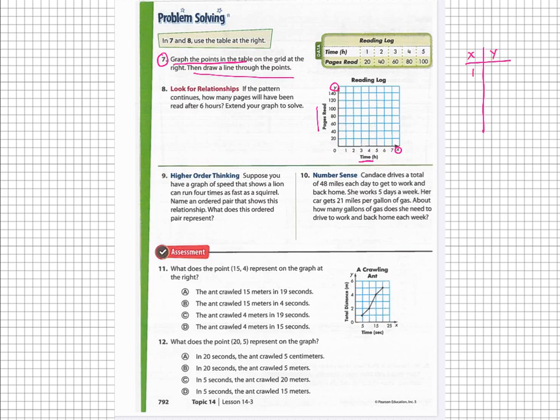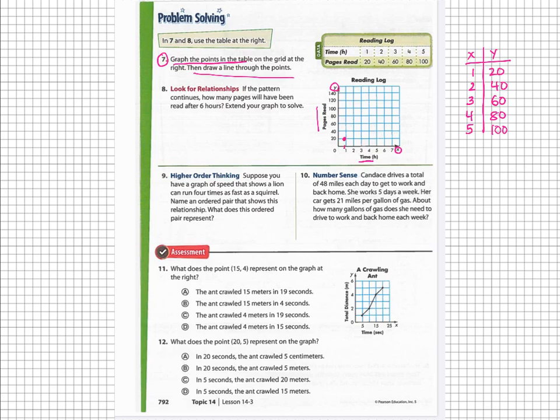And so time is 1, pages is 20, 2, 40, 3, and is it by hour? It's hours. So 3 hours, 60 pages read, 4 hours, 80 pages read, 5 hours, 100 pages read. Okay, so we're going to plot that on the table. So we have 1. In 1 hour, we have 20. So we're going to do this.